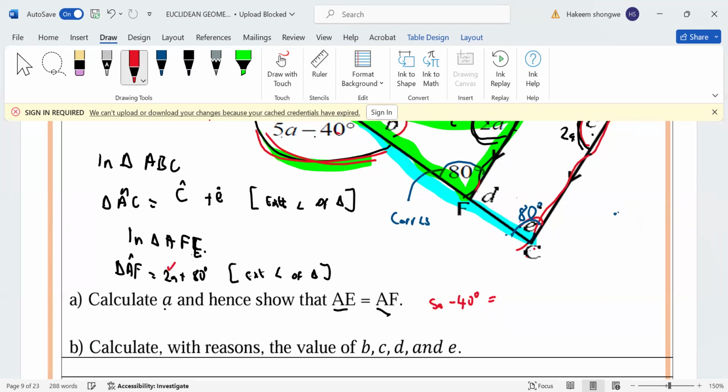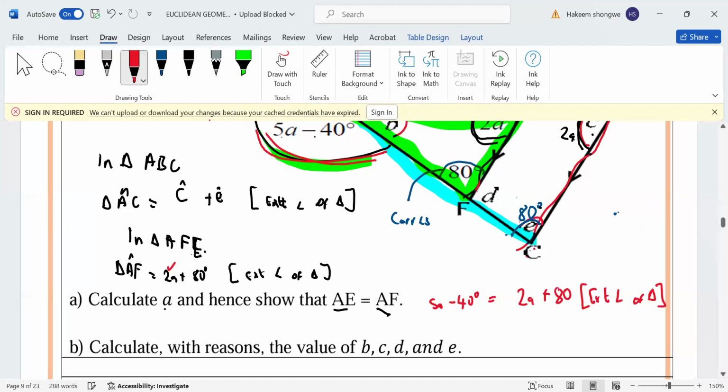It's equal to 2A plus 8. Now, what is the reason behind it? The exterior angle of the triangle. Now, we can then solve for A. How to solve for A?